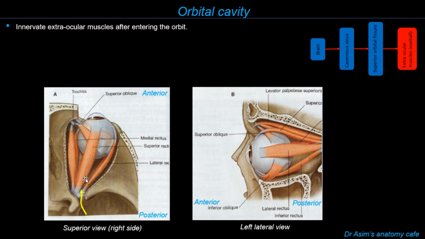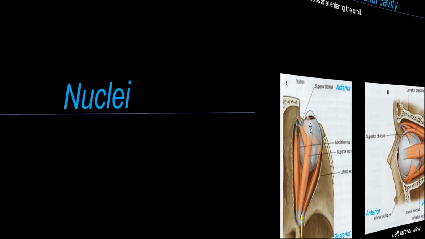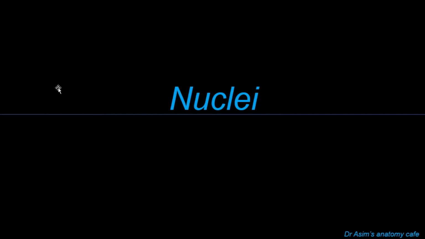So eventually inside the orbital cavity, these cranial nerves are going to innervate structures such as the extraocular muscles and structures inside the eyeball such as the iris and the ciliary muscle. Now that we know about the origin and the course of the oculomotor, trochlear, and abducent nerves, how about if we talk about the nuclei associated with these three cranial nerves?